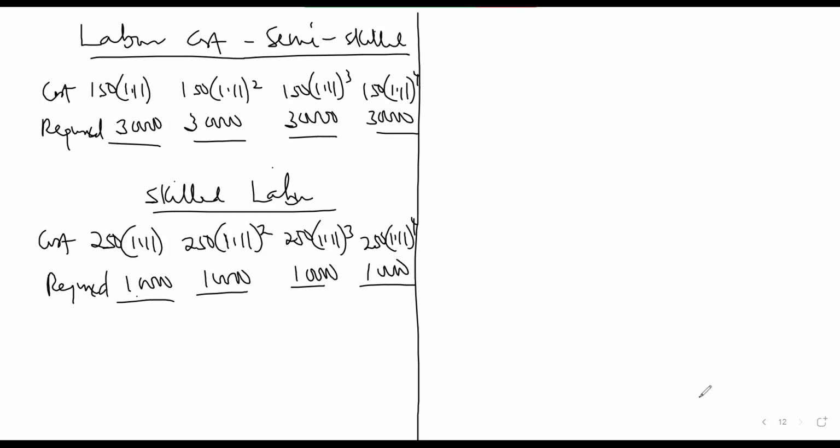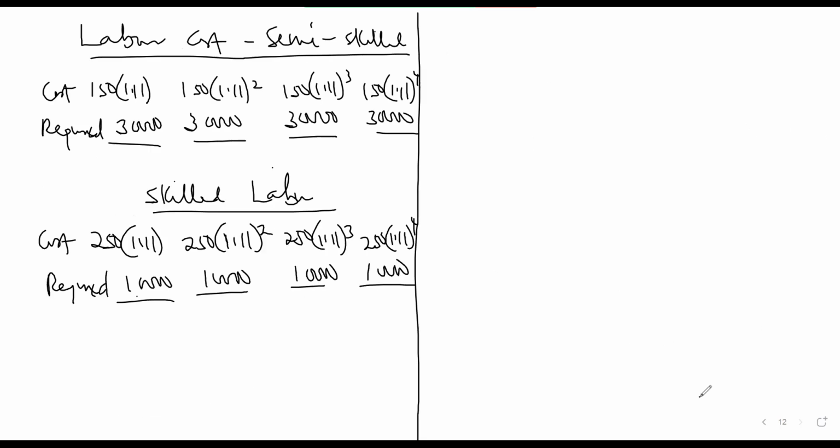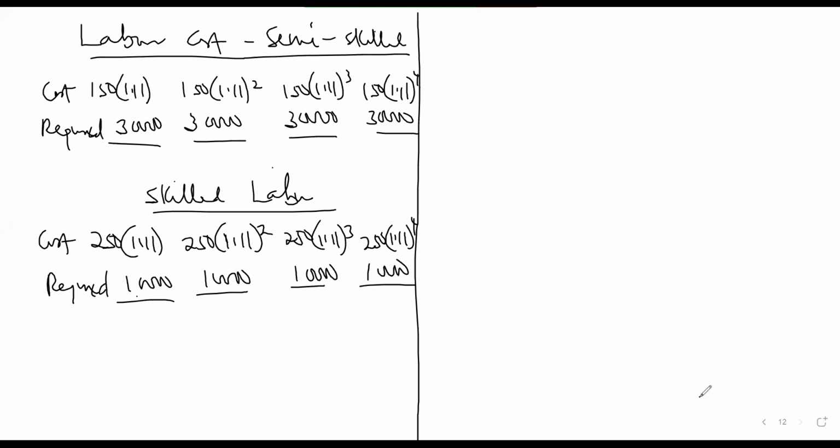So you find the material costs and the labor costs, then you put all of them together as the variable cost. That will be the variable cost that you will be taking from, and it will be subtracted from your revenue to get your contribution.